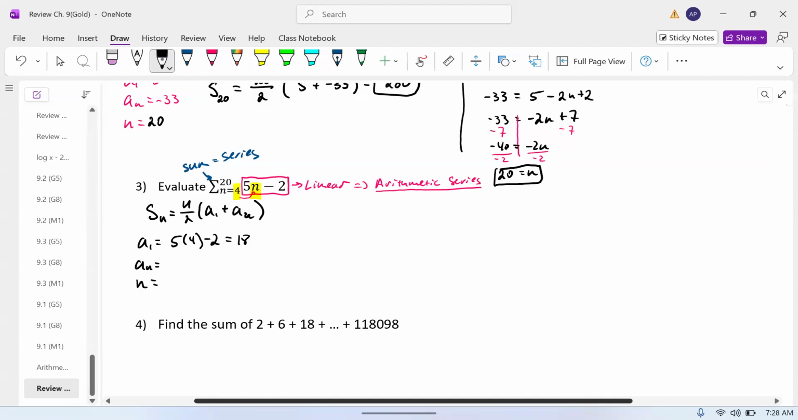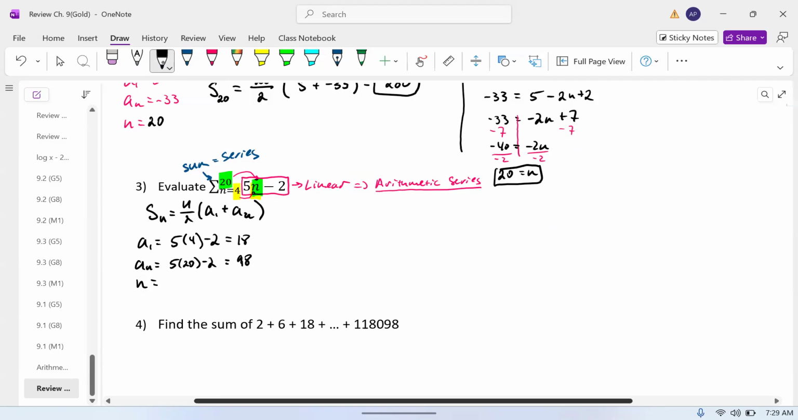Then a sub n, that's your last term. Want to find the last term, you take the top number and you substitute the top number in for n. And that gives you the last term. So 5 times 20 minus 2. So 5 times 20 is 100, and 100 minus 2 is 98.